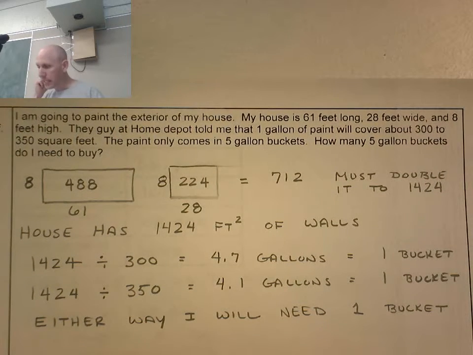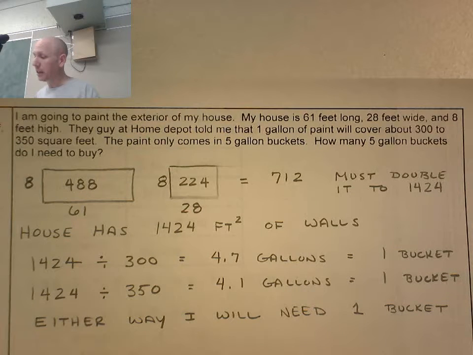All right, I'm going to paint the exterior of my house. My house is 61 feet long, 28 feet wide. It's a rectangle, pretty boring house. It really is my house. My house really is a rectangle. Okay. And I really think these dimensions are pretty close to it.